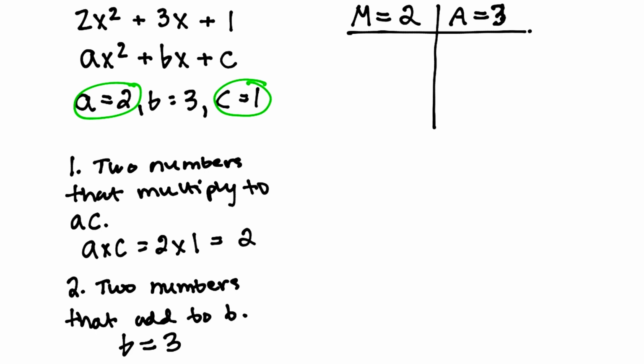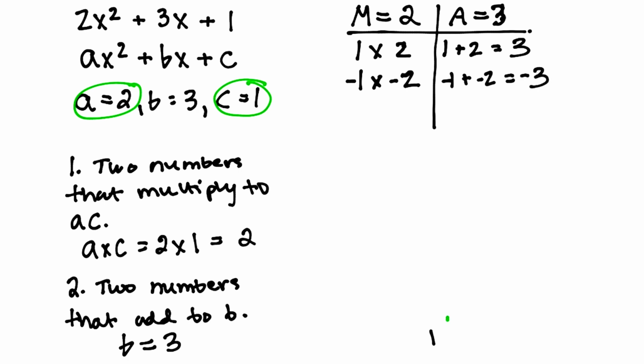So what we can do on the left side is write out the factors of 2. So it's 1 times 2. And then you can also multiply two negative numbers to get a positive, so negative 1 and negative 2 are also factors of 2. And that's it. Now we add the two numbers to see if they add up to b. 1 plus 2 is equal to 3. Negative 1 plus negative 2 is equal to negative 3. So we have found something that meets both of our rules: 1 times 2 is 2, and 1 plus 2 is 3.